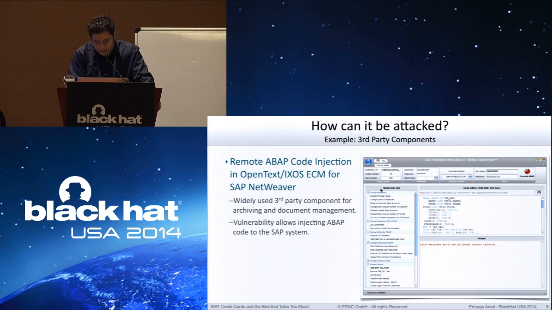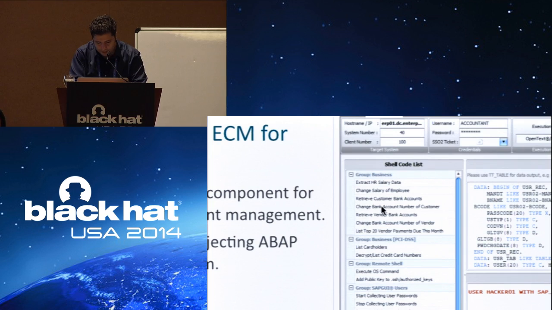Here, just to show you the shellcode that we had, I don't know if you can see it properly, it's from extracting salary data to changing bank accounts or listing cardholder data. You can do many things. Everything that the system can do, you can also program it to do.